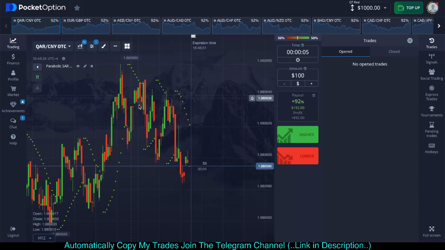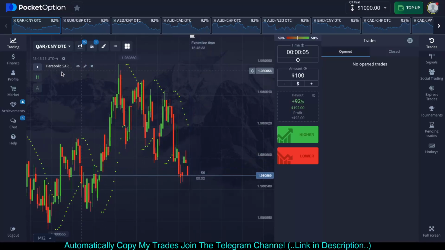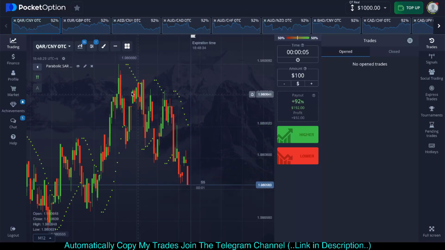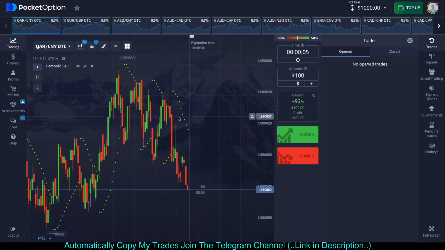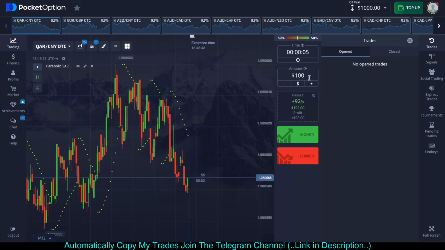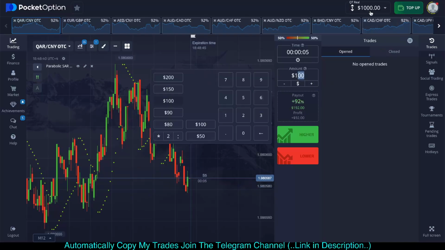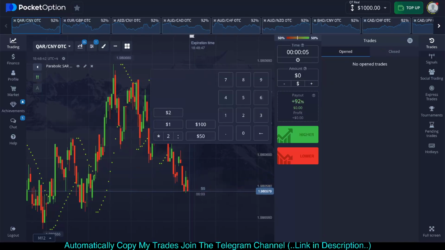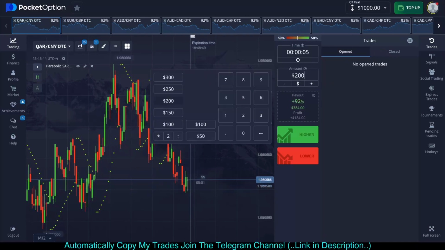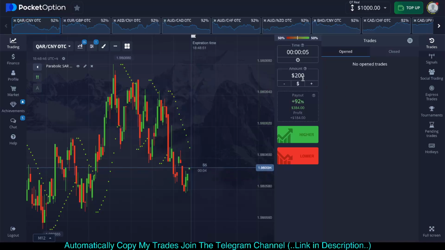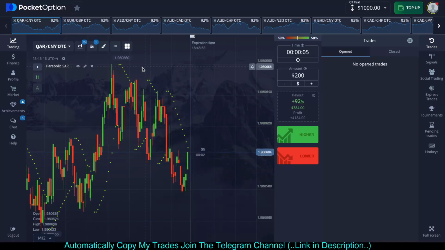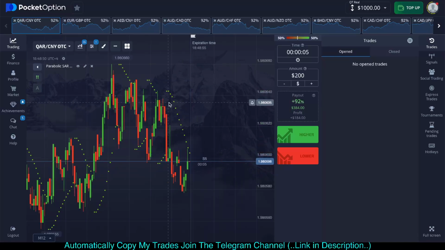So let me cut this one. Once the parabolic SAR indicator is implemented here, it's time for you to decide the amount that you want to invest in each trade. Let's say I have $1,000 here. So what we'll do is we'll make 5 trades, $200 each in the 5-second time frame. We are going to make $200 trades with a 5-second trading time frame.